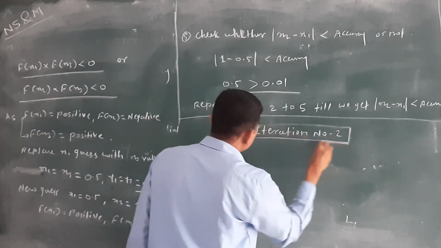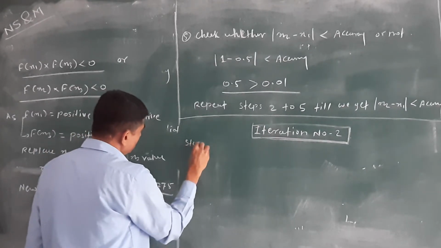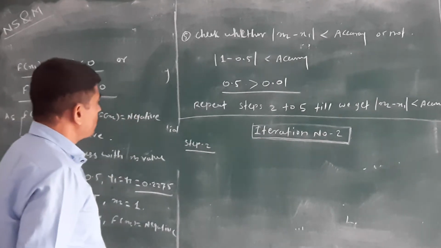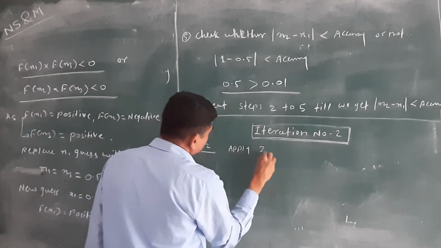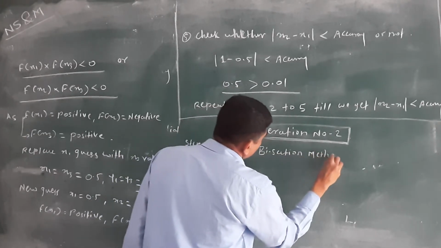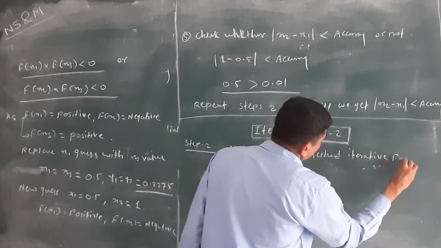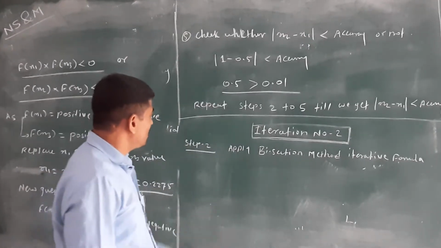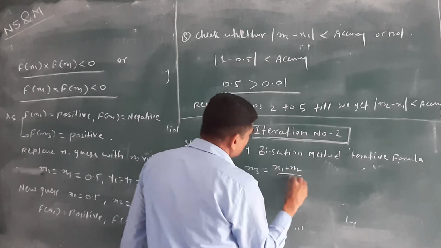In iteration number 2, again you have to repeat steps 2 to 5. What is step number 2? Anybody can tell me? You have to apply the bisection method iterative formula. What is the bisection method iterative formula? x3 is equal to x1 plus x2 divided by 2.